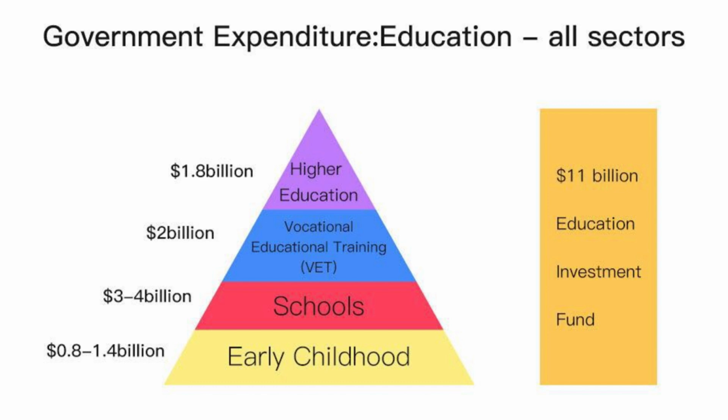At the bottom of the pyramid, we can see the early childhood, in which $1.4 billion are invested. It can be seen that schools get the highest investment, while early childhood gets the least. In conclusion, this picture gives very interesting information.